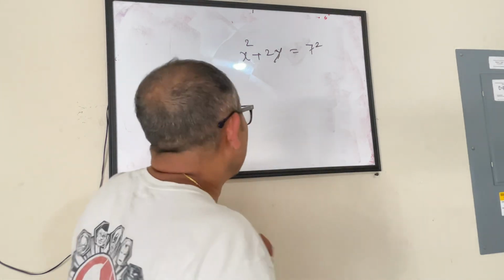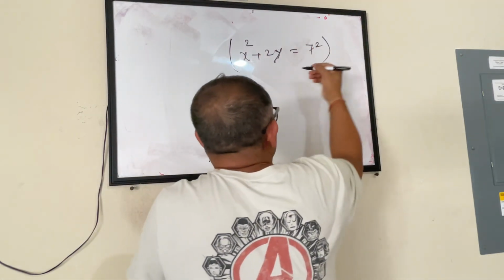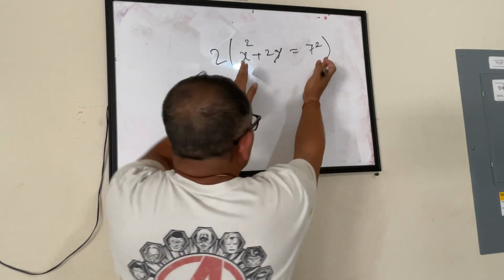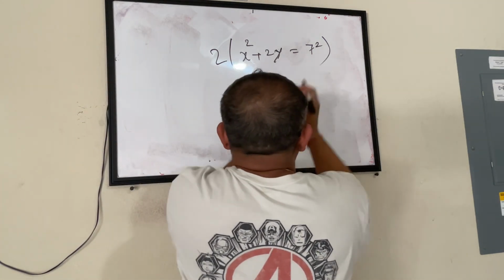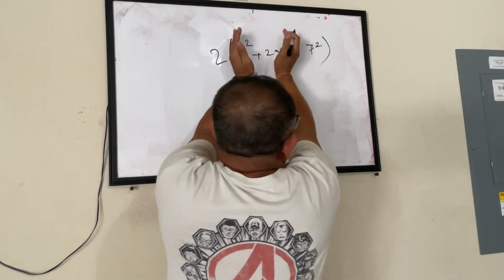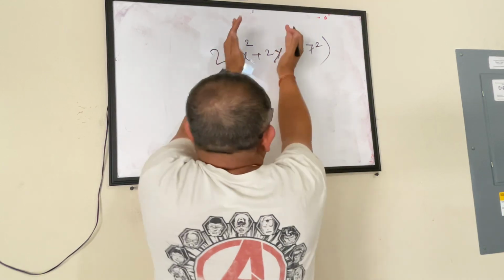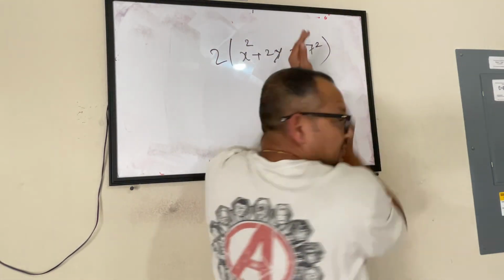That is why I was saying that if you multiply this, what happens is you're saying that x squared plus 2y equals 72, that means 2 times of this value will be 2 times of this value. That's why you're multiplying. Or 1/3 of this value will be equal to 1/3 of this value, right?